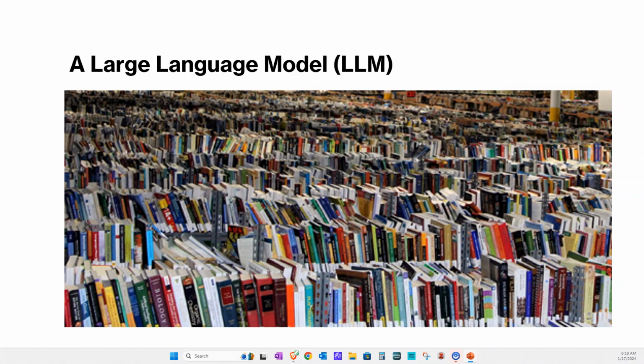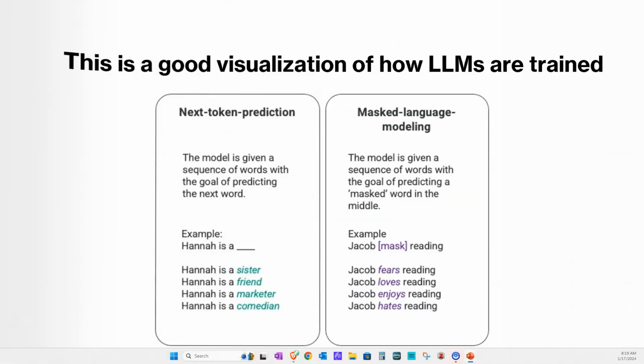So let's start. It's called a large language model. I used the acronym LLM. So a large language model, what is that? If we're talking about ChatGPT or Google Bard, some people call them chatbots. That's not a great term for them because they're much more powerful than a simple chatbot. So this is a good visualization of how LLMs are trained. Now understand, of course, that I'm giving you the simple version of this.